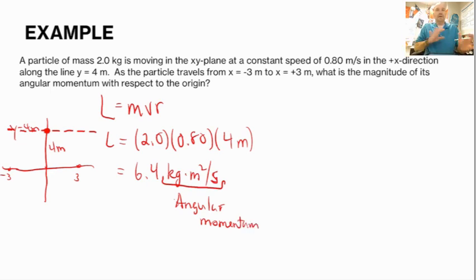All right. So in the next video, just like we did when we talked about linear momentum, we're going to bring in conservation of momentum.